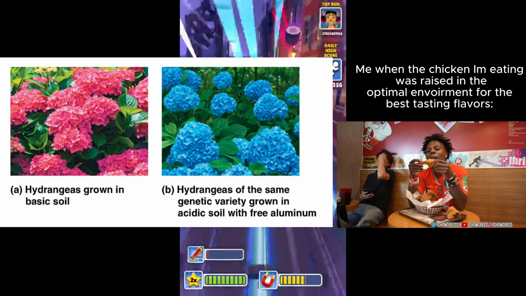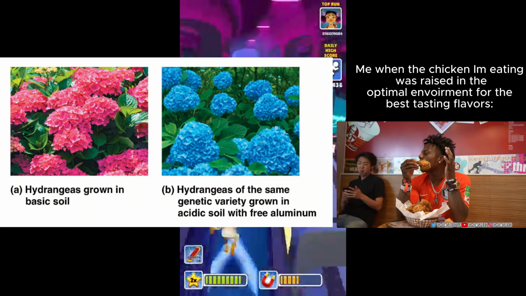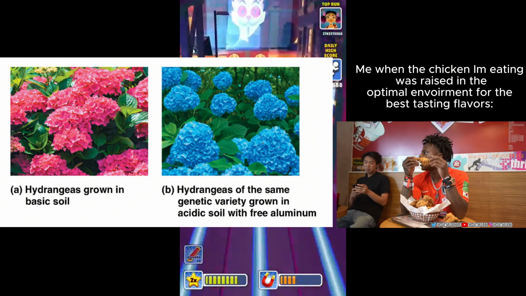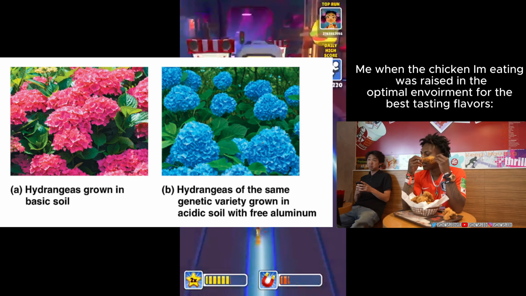The environment plays a significant role in shaping an organism's phenotype, even when the genotype remains the same. Various environmental factors such as temperature, nutrition, sunlight, stress, and chemical exposure can influence gene expression and lead to differences in physical traits or behaviors.